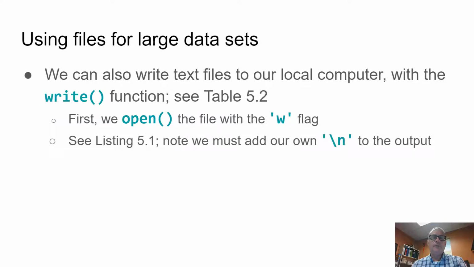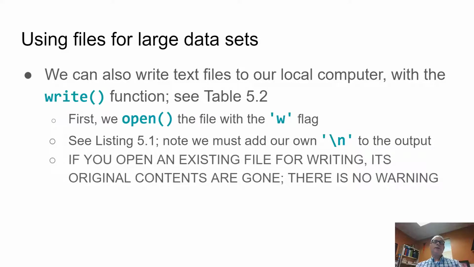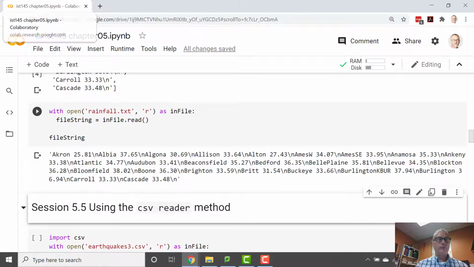Listing 5.1 will show us how to do that, and when we want to look at that, we should be aware that we have to add our own new line character to the end of each of our lines in the output so that we get a proper line-by-line output. The second thing we need to know is that if there is an existing file there and we open it for writing, all of its original contents are gone and there will be no warning about that. Okay, so let's take a look at our listing 5.1 and see how this goes.